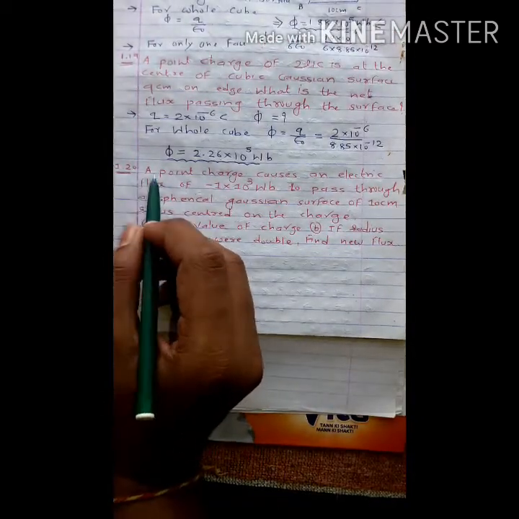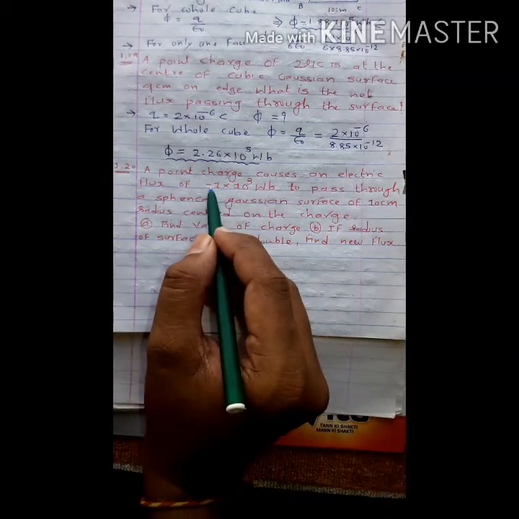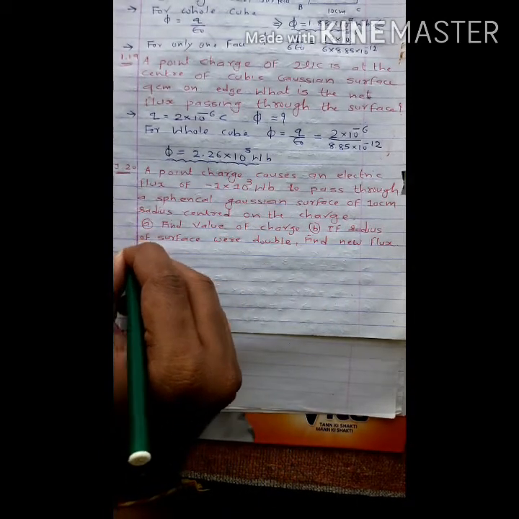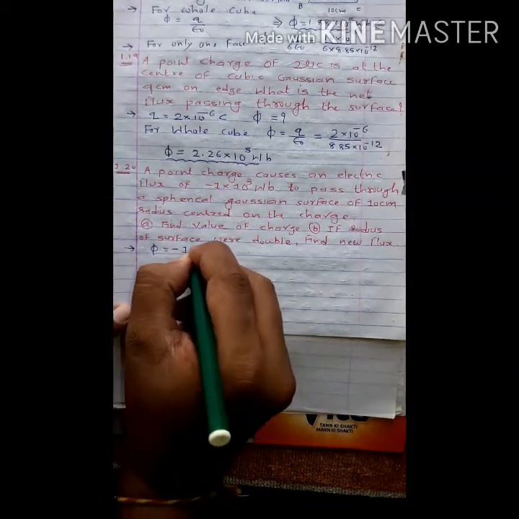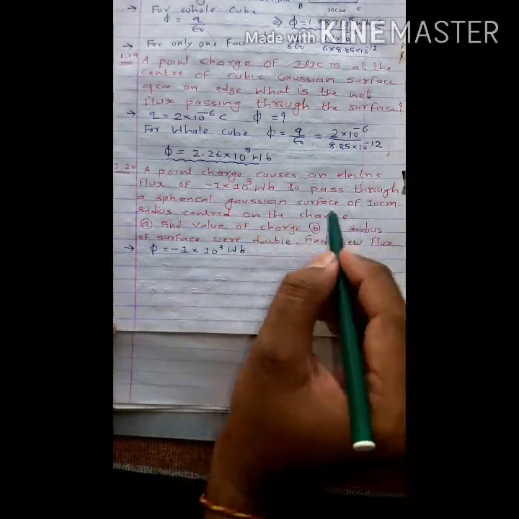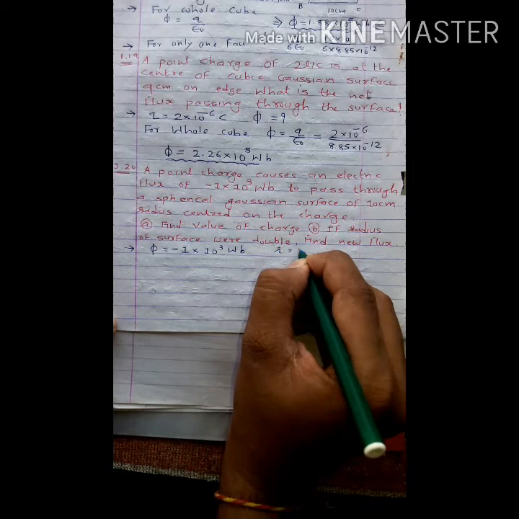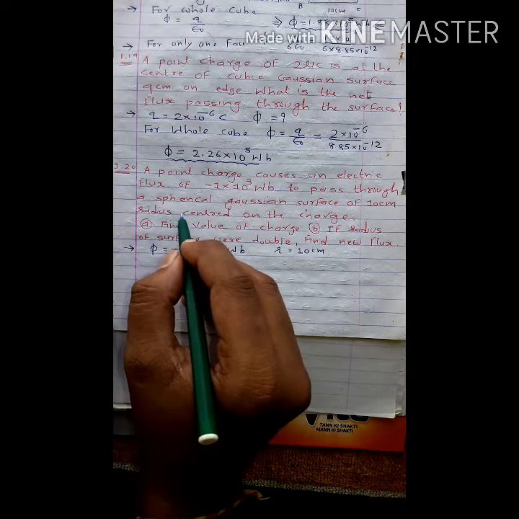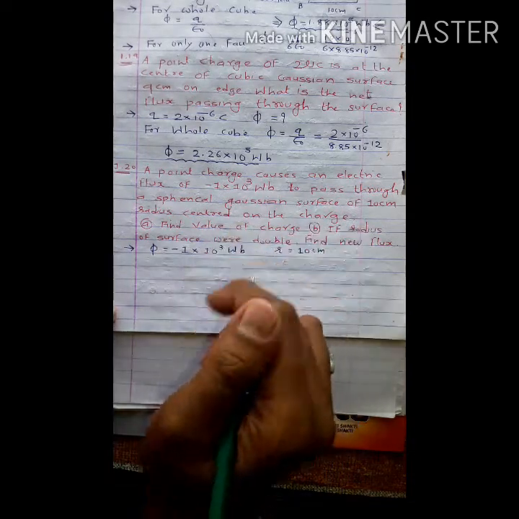Now example number 1.20. A point charge causes an electric flux of -1 into 10 to the power 3 Weber. So here the value of flux is given. Phi is equal to -1 into 10 to the power 3 Weber, to pass through a spherical Gaussian surface of 10 centimeter radius. So here the radius is given, 10 centimeter. The charge is at the center of the spherical Gaussian surface.